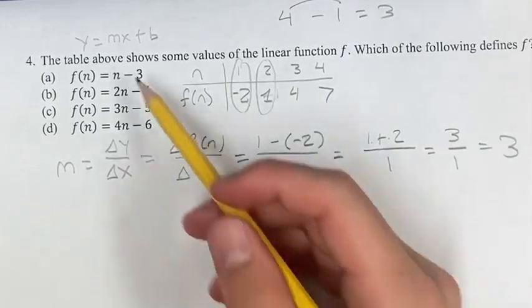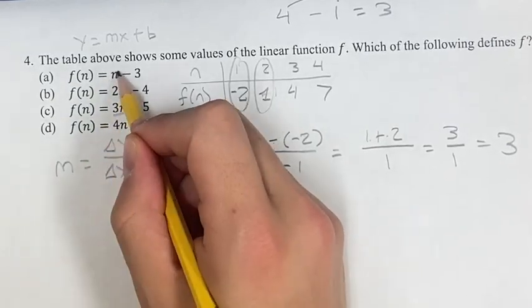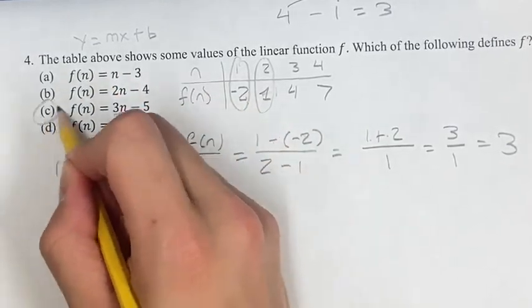So we know the slope of the line is 3, so therefore it has to be C, since it's the only one with a slope of 3. Again, this is 1, 2, and 4. So C is going to be your final answer.